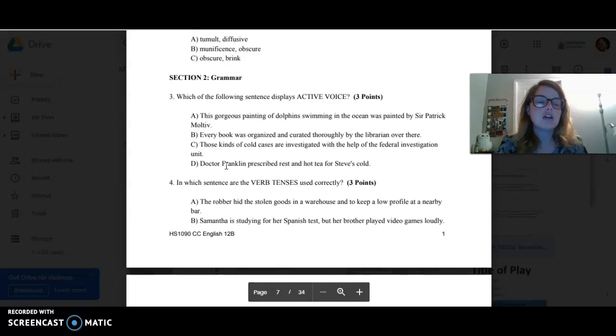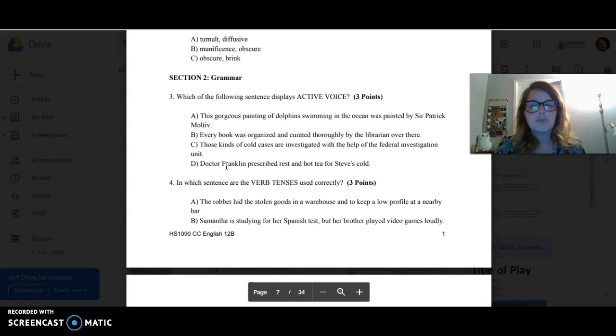So grammar, I did talk about active voice and passive voice and verb tenses at the beginning of Unit 7, so hopefully that helped a little bit. Which of the following sentences displays active voice? So A, this gorgeous painting of dolphins swimming in the ocean was painted by Sir Patrick Malteve. B, every book was organized and curated thoroughly by the librarian over there.